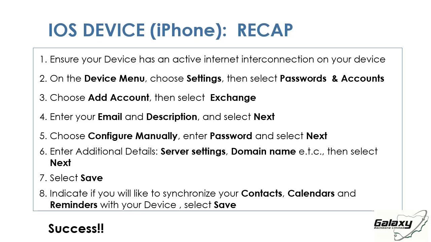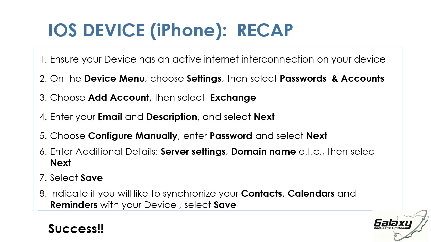We've seen how to configure a GovMail account on an iOS device. To recap, ensure you have an active internet connection on your device. On the device menu, tap Settings and then select passwords and accounts. Choose to add an account and then select Exchange. Enter your email and your email description and tap Next. Choose to configure your account manually.